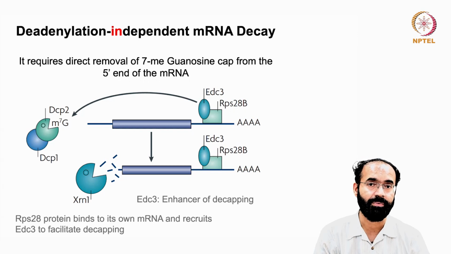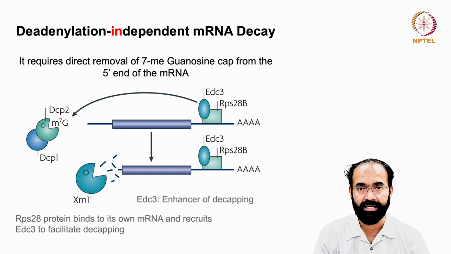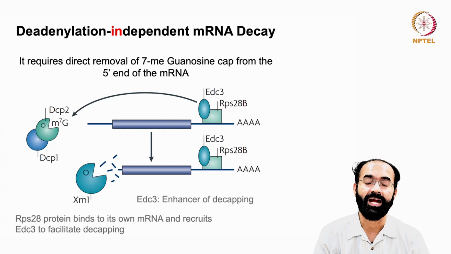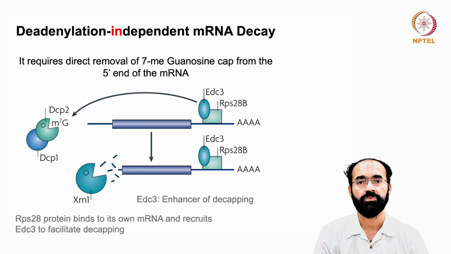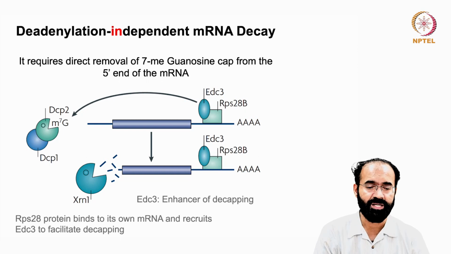So RPS28B, if the protein is there in plenty, what will it do? It will go and bind onto its own RNA UTR, and then it will invite EDC3 and cause its own degradation. So once the RPS28 protein is causing the degradation of its own RNA, the protein level will decline, and when the protein level declines to some extent, other RNAs will get a chance to survive and function.